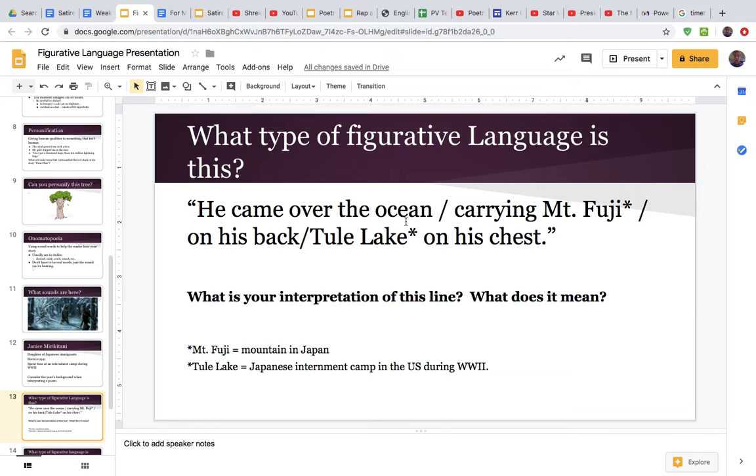So hopefully you were able to tell that person that this is maybe a combination of things. He was carrying Mount Fuji on his back, Tule Lake on his chest. To be able to physically carry a mountain, that would be hyperbole. There's no way someone can pick up a mountain and carry it. And then he's also carrying Tule Lake on his chest. So there's something about that internment camp being carried on his chest. Knowing that he's carrying this mountain, and he also has Tule Lake, this internment camp, in front of him, what is your interpretation of that line, and what does that line mean?